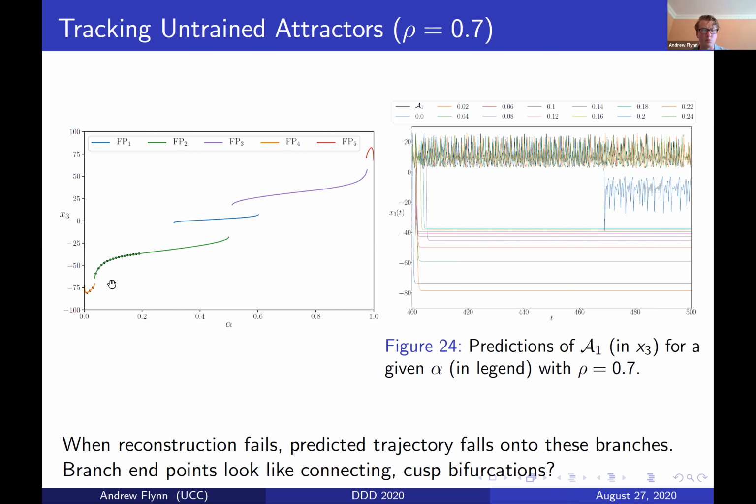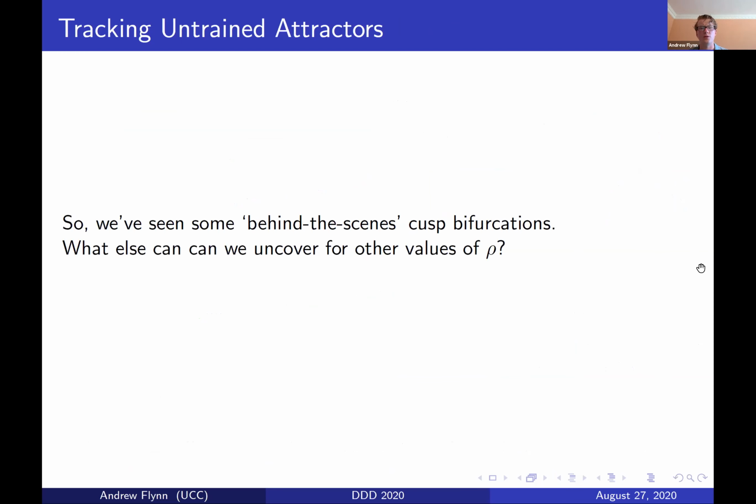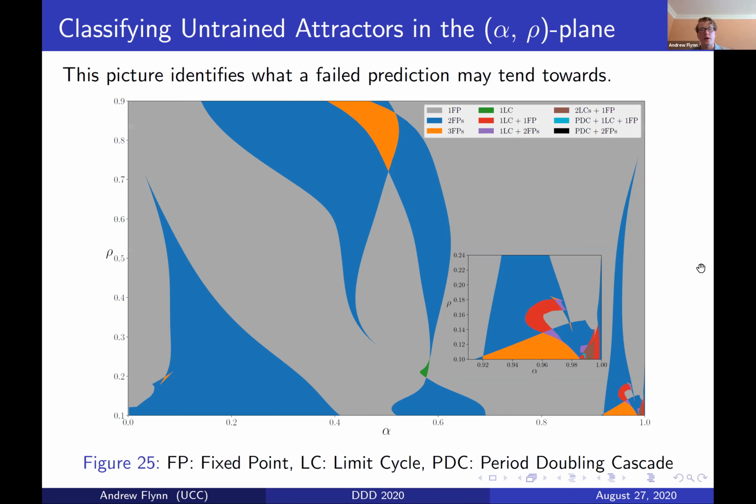What's more is that these branches look like they're connecting, so could we find some cusp bifurcations taking place? When we look at increasing and decreasing rho, we see that these branches do in fact connect. So we've found some behind-the-scenes cusp bifurcations. So what else can we uncover for other values of rho? Well, when we paint the full picture, it looks kind of like some interesting surrealist Picasso, but what you have here is a picture identifying what a failed prediction may tend towards.